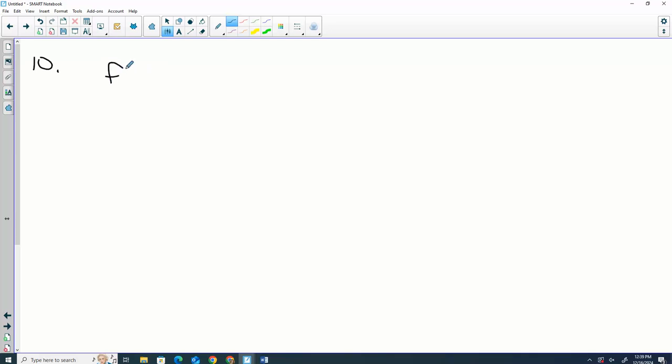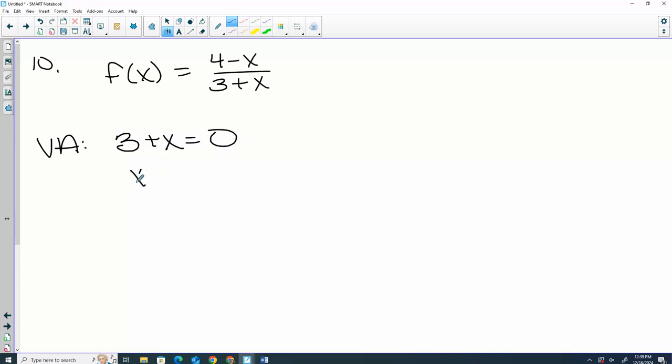My function f of x equals 4 minus x over 3 plus x. First of all, vertical asymptotes: it's whatever makes the bottom equal 0. So that is -3. You do have to give me the equation. An asymptote is a line. Vertical is x equals, so you have to have the x equals.